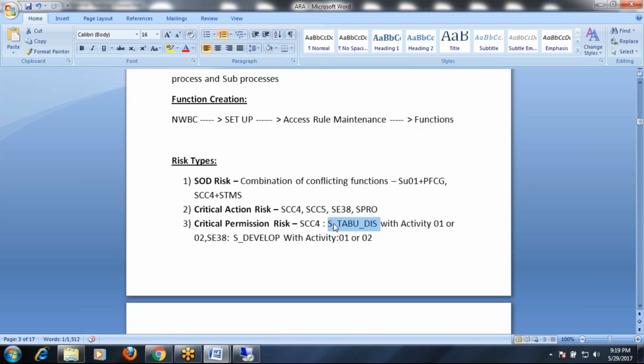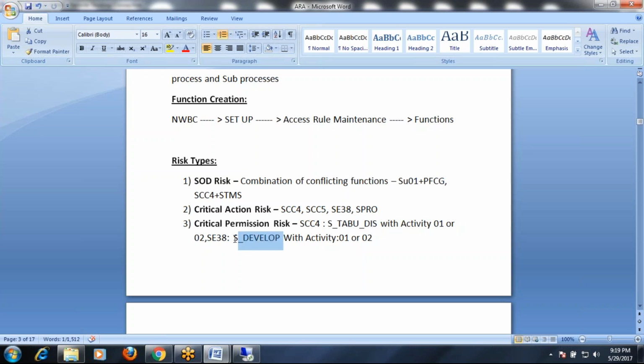So understood? If a user has S_TURBO_DIS with activity 03, which is a display access, that is not a risk. Displaying the data is not a risk. Only when you try to create data or edit the data, that will be a risk.